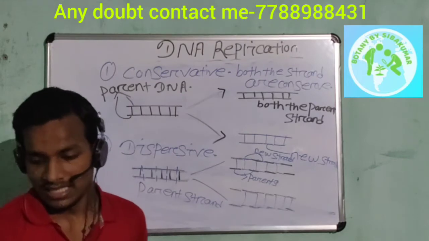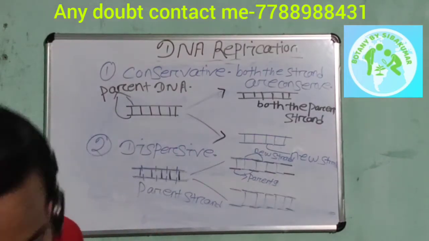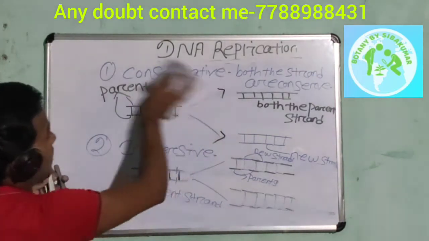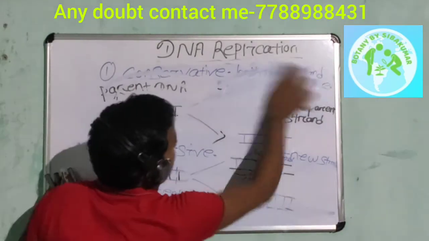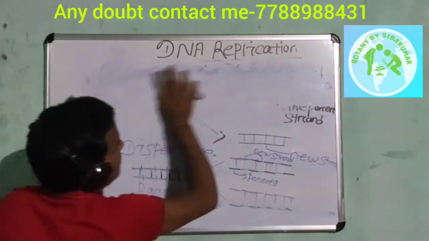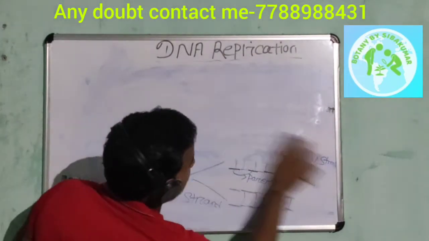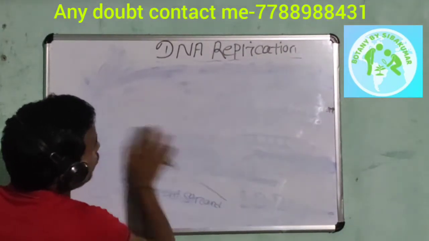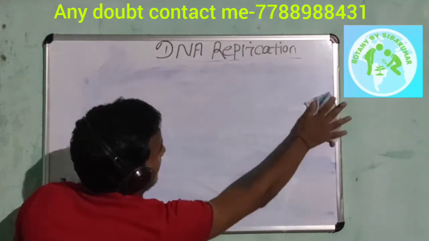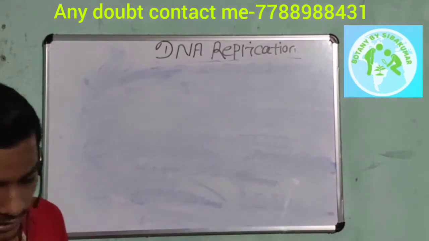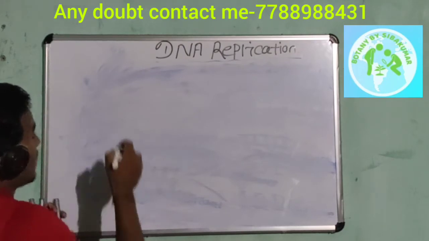Is that clear? Then the third one is the semi-conservative mode of DNA replication. What is the semi-conservative mode of DNA replication? It is very, very important because experimental proof is present, and this experimental proof was given by two scientists, Meselson and Stahl.